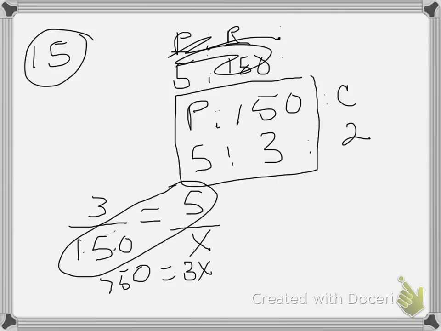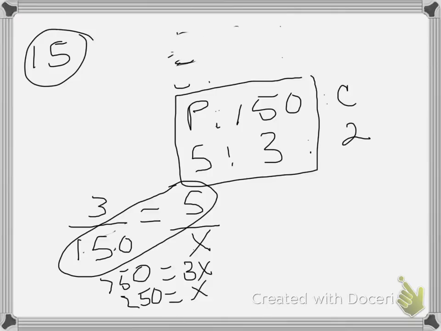Then you have to always divide by the number across from the x. So 3 will go into 750 250 times. So that tells me that the peanut proportion is 250. Let me erase this up here so you can see. So you know the peanuts is already given as 250.